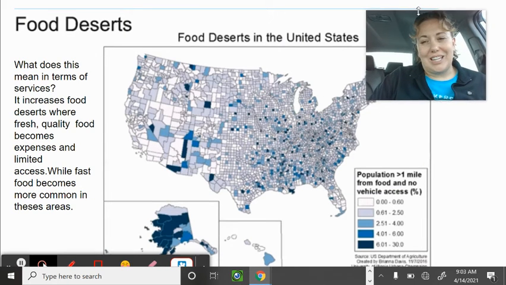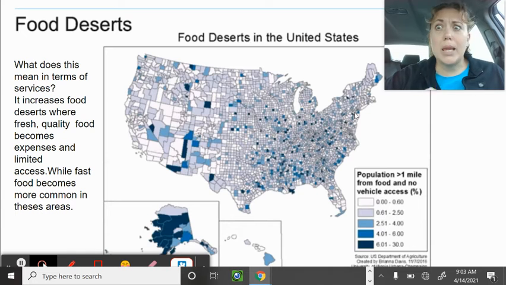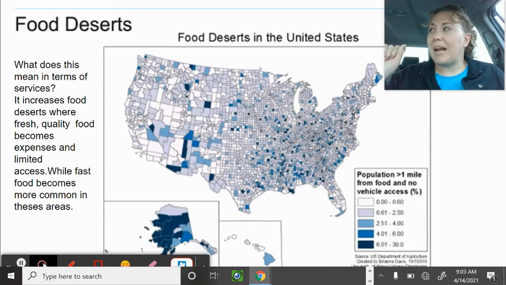Okay. Food deserts, one of my favorite concepts. I don't like food deserts. That's like saying, oh my God, I love the Holocaust. No, I don't, but I like learning about them and I just think they're fascinating.